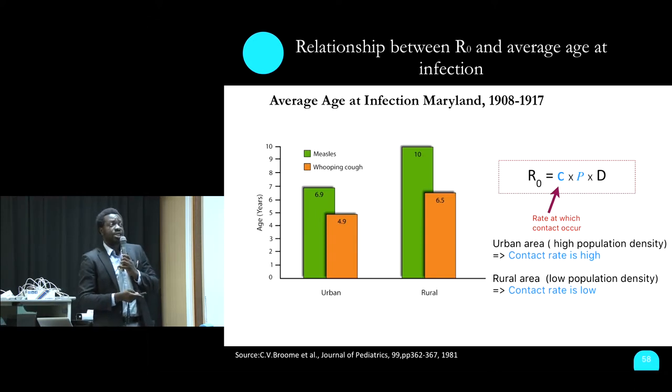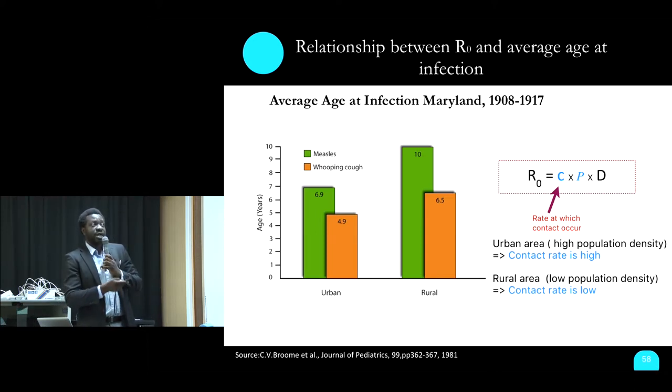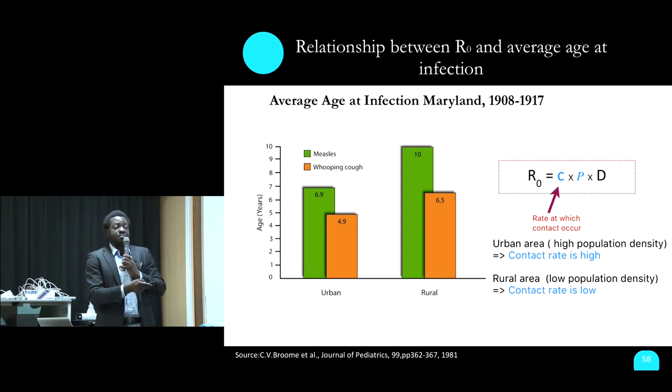Another important relationship to look at is the relationship between R0 and the average age at infection, but based on the settings, urban and rural. For example, you see, even for the same disease, we have in green here, measles. Even for the same disease, the age at infection is different when we are in an urban area compared to when we are in a rural area.